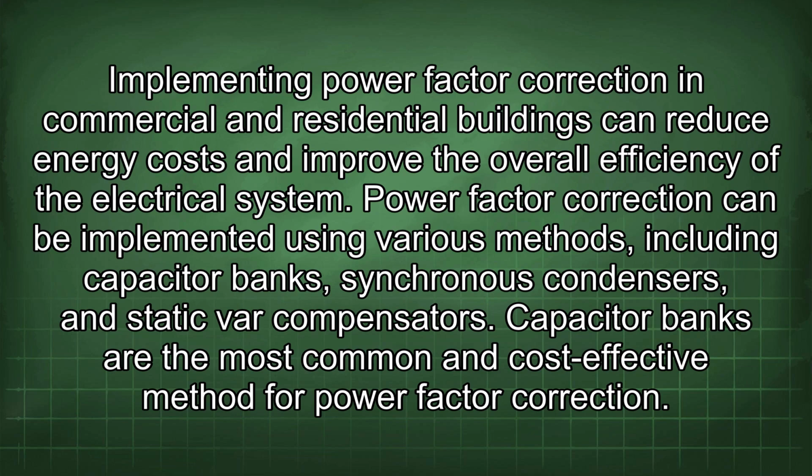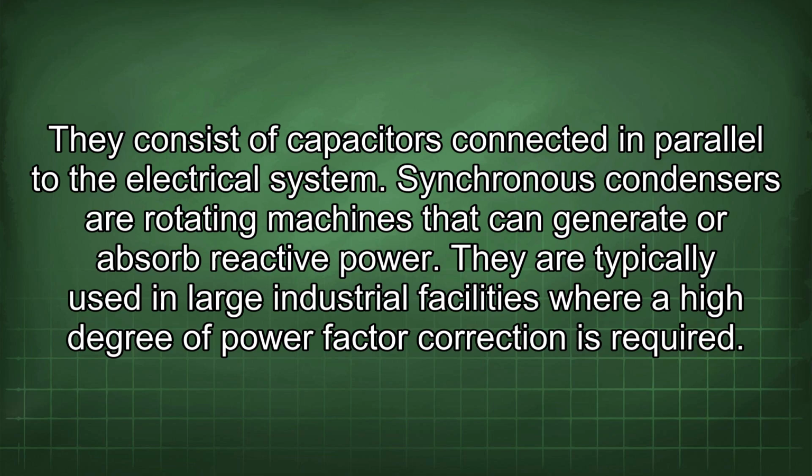Power factor correction can be implemented using various methods, including capacitor banks, synchronous condensers, and static VAR compensators. Capacitor banks are the most common and cost-effective method for power factor correction. They consist of capacitors connected in parallel to the electrical system.